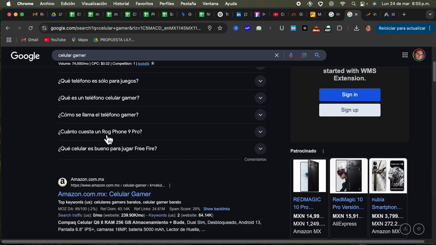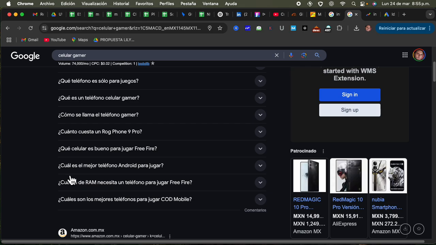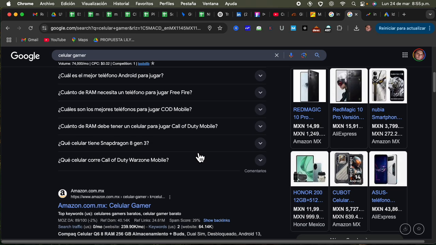And we can go forward. How much is a ROG Phone 9 Pro? What cell phone is good for playing Free Fire? What's the best Android for playing? What are the best phones for playing SOD mobile? How much RAM do we need to play Free Fire? And these questions, we can answer in a video, in a blog, or whatever, and it's going to help us rank.